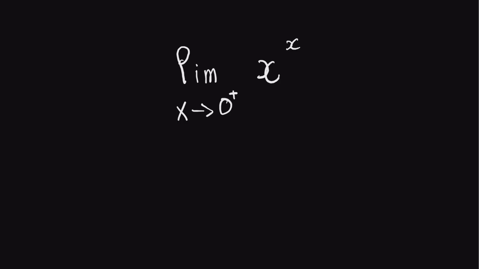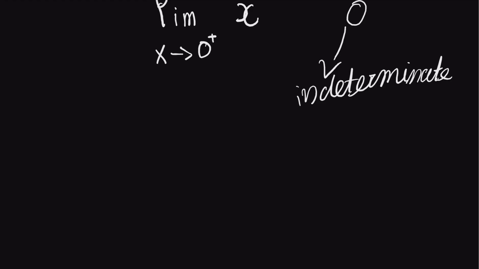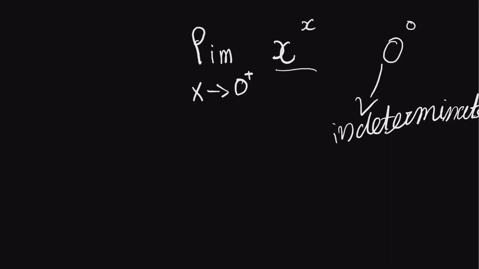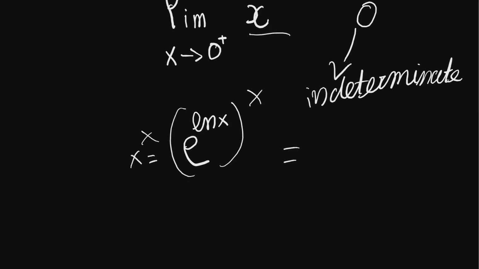If you do direct substitution, you end up with 0 to the power of 0, which is an indeterminate form. So we're going to have to figure out some other way to solve this problem. The first thing you should note is that x is equal to e to the natural log of x. So x to the x is equal to e to the natural log of x, to the power of x, which is just e to the x times the natural log of x.